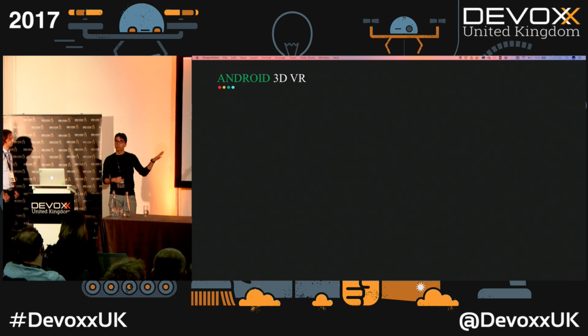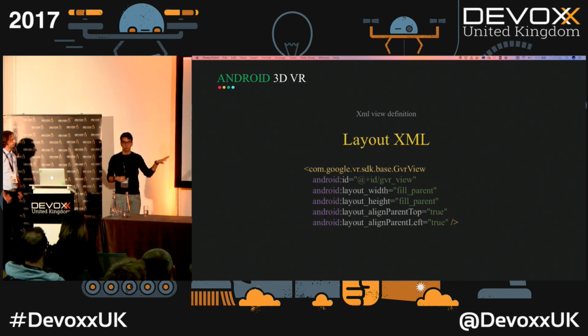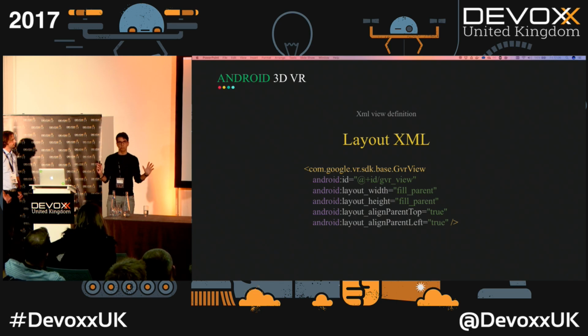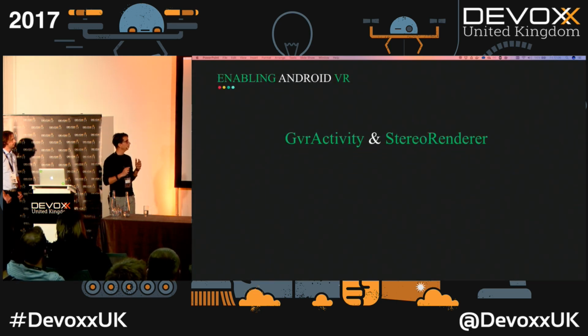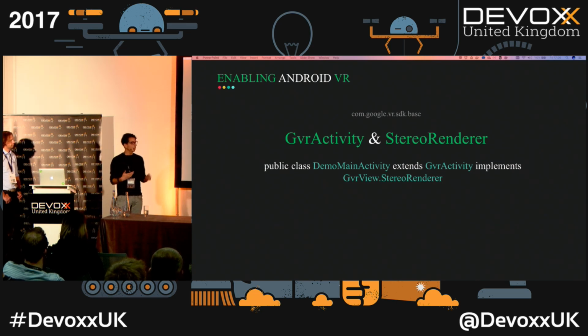When you start with Android 3D VR, your layout XML is pretty much everything you have in your XML file. You have a GVR view, and you say my whole screen is a GVR view, and that's everything I want in here. And then you need a class that extends from the GVR activity and implements the stereo renderer interface. In Android, activities are the entry points: you have a main activity, and that's the entry point of your application. Here you say my main activity is a GVR virtual reality activity, which I want to use. And with that, you get some standard stock methods, which you use to implement your virtual reality stuff.